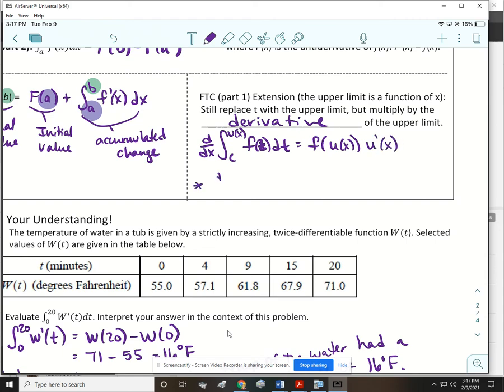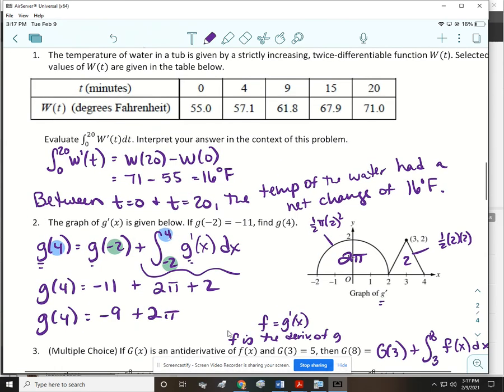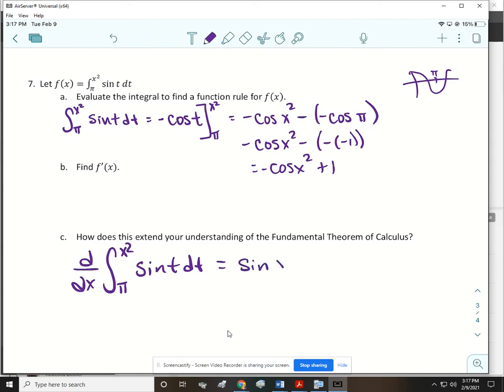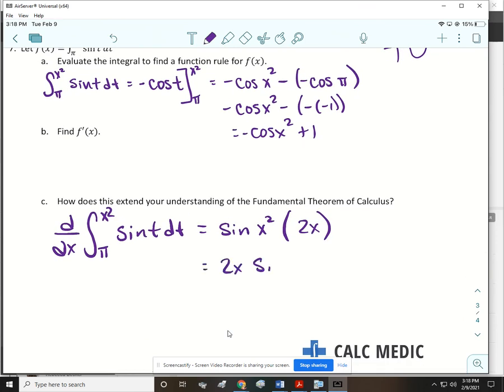So for example, if we want to do the derivative of the integral from 2 to x cubed of the natural log of t dt, we would take the t and replace it with x cubed. But then we have to multiply by the derivative of x cubed. All right, so on this one, if I want to find the derivative of the integral from pi to x squared of sine of t dt, I would take the t and replace it with x squared. But then I have to multiply by the derivative of x squared. And most of the time, that derivative comes in the front.